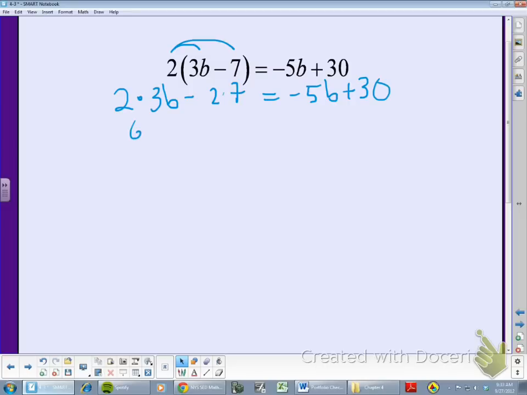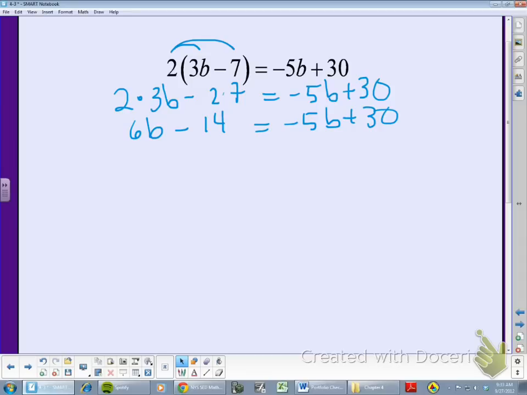Now that would be 6b minus 14 is equal to negative 5b plus 30. Okay, there's nothing else I can do to clean up the left-hand side or the right-hand side, so I'm just going to go ahead and start adding and subtracting from both sides.